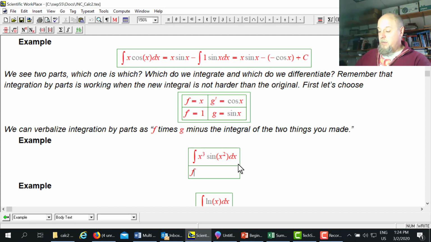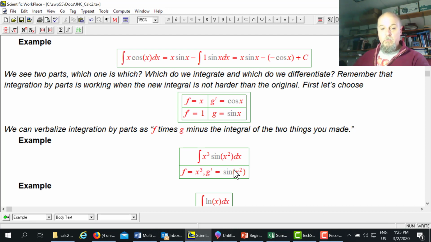I need to pick a piece to differentiate, and I need to pick a piece to integrate. If I differentiate x cubed, it's going to become 3x squared, so it's going to get simpler. My instinct is that's the way I should go. That means the piece I'm going to integrate is going to be the sine of x cubed.